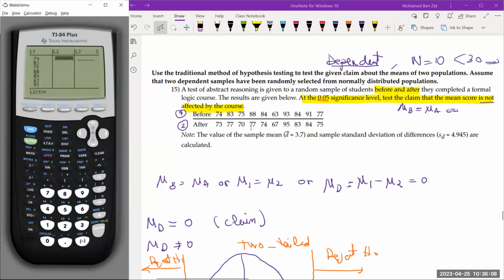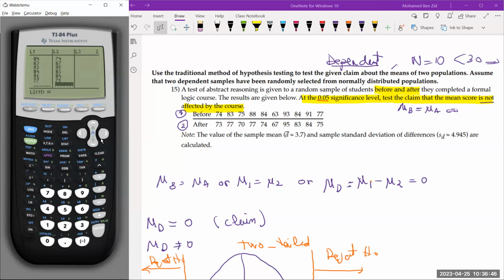In L2, you're going to put the second values, starting with 73, 77, 70, 77 again, 74, 67, 95, 83, 84, 75.